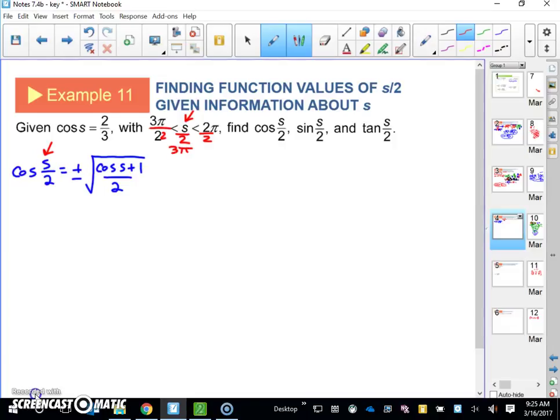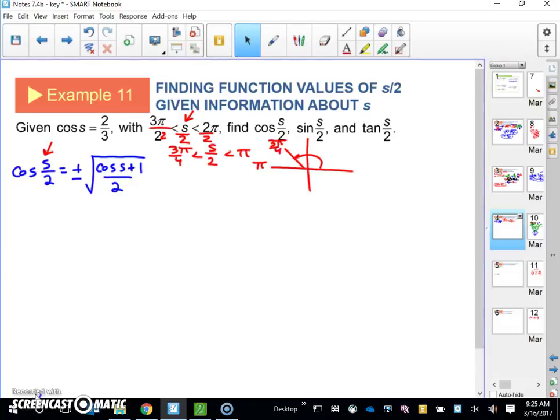And that says 3 pi over 4 is less than s over 2 is less than pi. And that gives me some information about s over 2. It tells me what quadrant we're in. If you look at your quadrants, we know pi is here, and 3 pi over 4 is like right here. So when they say the angle is between 3 pi over 4 and pi, they're talking about right in here. Really they're saying the second quadrant.